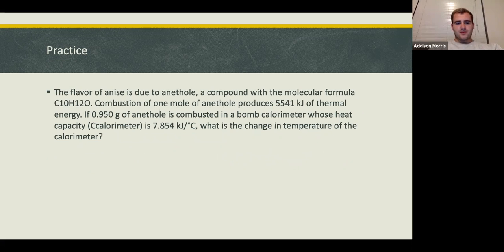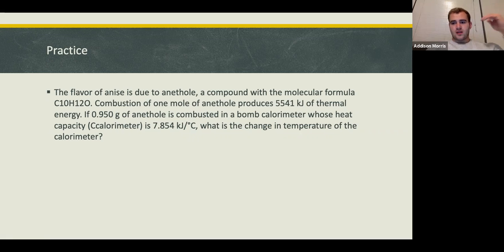One last one. This flavor of anise is due to anethole. I need to have a pronunciation guide. A compound with molecular formula C10H12O. Combustion of 1 mole of this product produces 5,541 kilojoules of thermal energy. That's pretty big. So if you were to burn 0.95 grams of it in a bomb calorimeter whose heat capacity is given, what is the change in temperature?